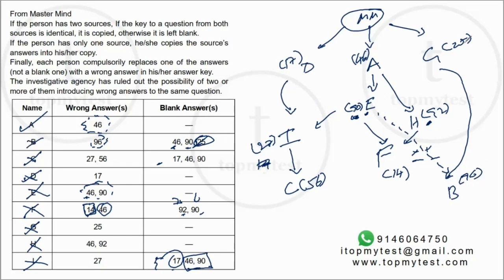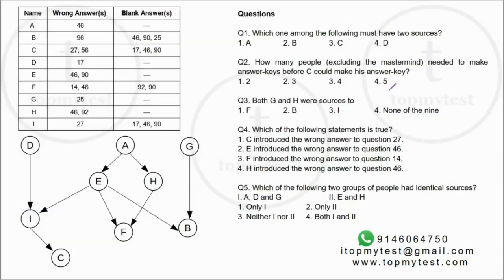Right? So we have figured out the entire chain. We have traced everyone's sources. We can now answer the questions one by one. Let's do it. Who among the following must have two sources? A got it directly from the mastermind, so not A. B has two sources. We can verify the others. C has only one source, which is I. So this is out. D has only the mastermind as a source. This is out. So option B will be your correct choice.